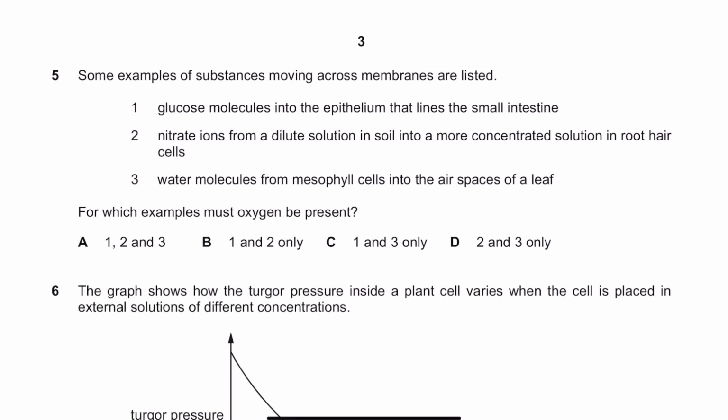Number 5. Some examples of substances moving across membranes are listed. For which examples must oxygen be present?